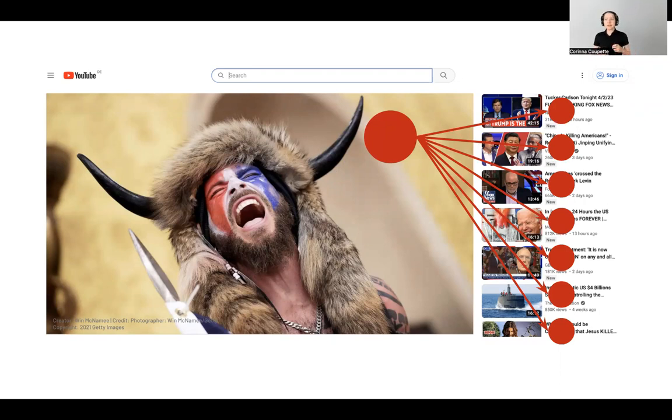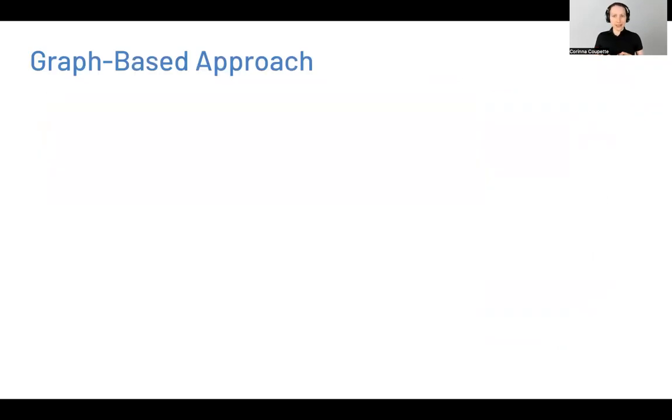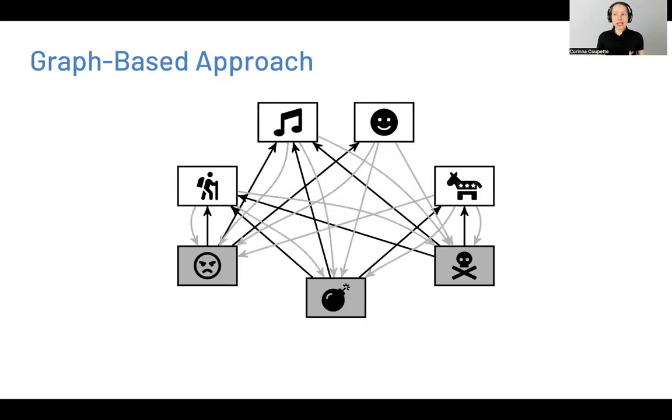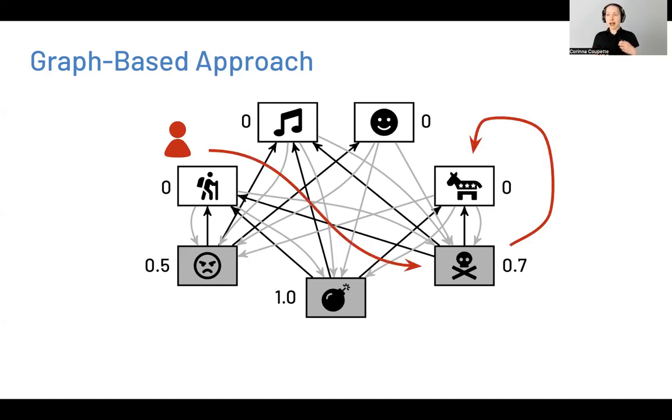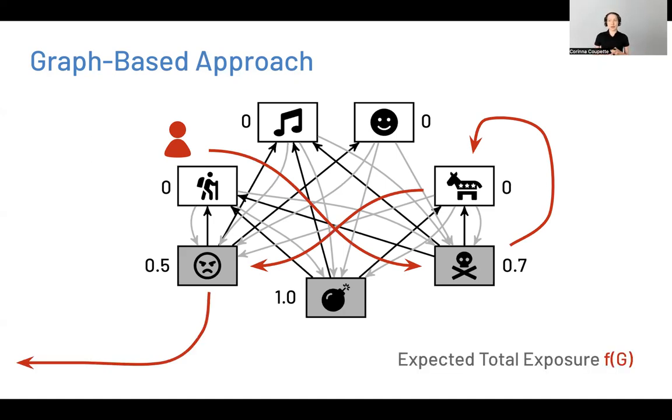In our work, we develop a graph-based approach to address these concerns. We model media items and recommendations as a directed graph, where nodes have costs reflecting the harmfulness of their content. Users perform absorbing random walks on the recommendation graph, and the expected total exposure to harm is the sum of the node costs they encounter when starting at any node.